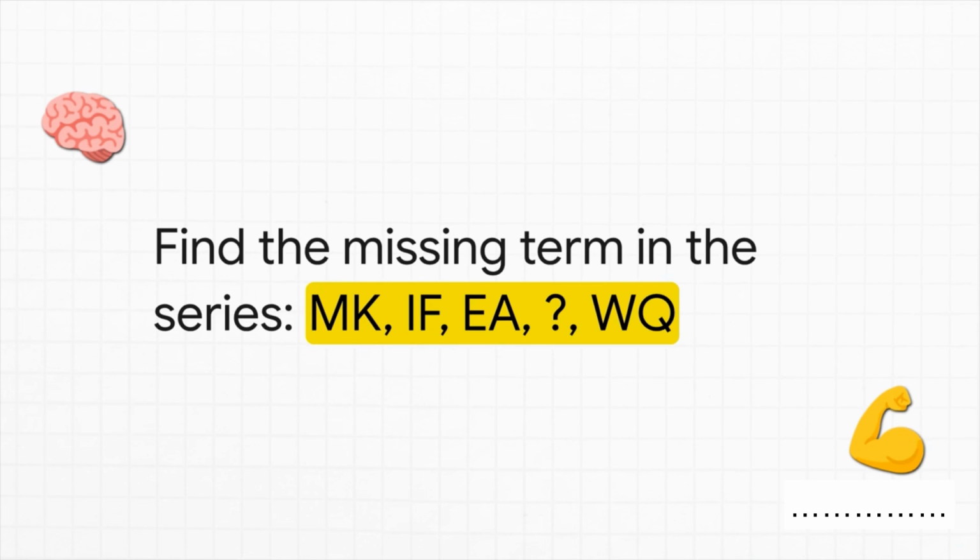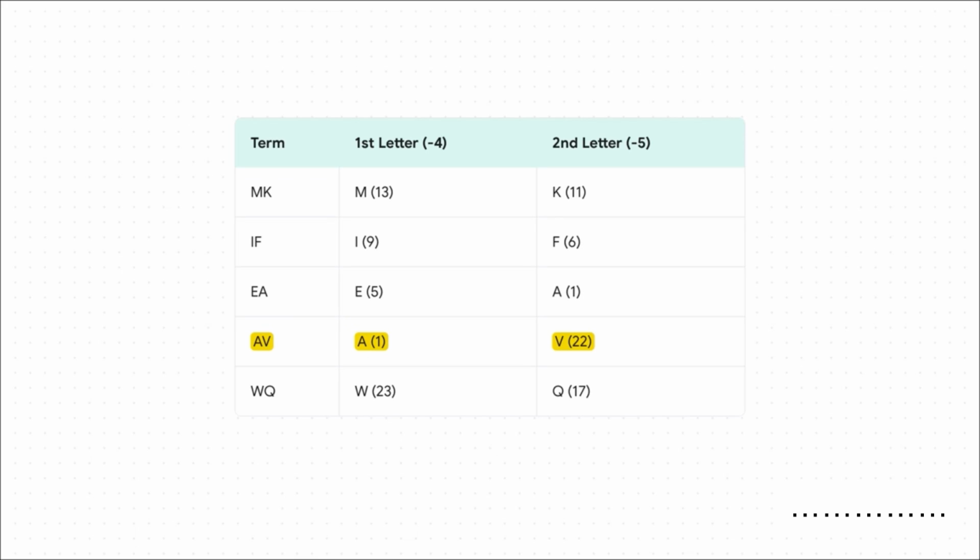Question 12. MK, IF, EA, then a missing term, and then WQ. Now pay close attention. The pattern here might be a little different. Okay, let's analyze this pattern. Looking at the first letters, M, which is 13, goes to I, which is 9. That's a -4. Then I, which is 9, goes to E, which is 5, another -4. So the pattern is set. From E, or 5, we subtract 4, which gives us 1, and that is the letter A.